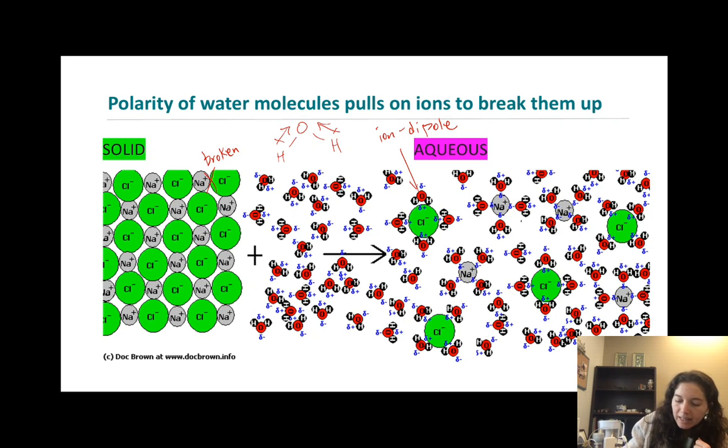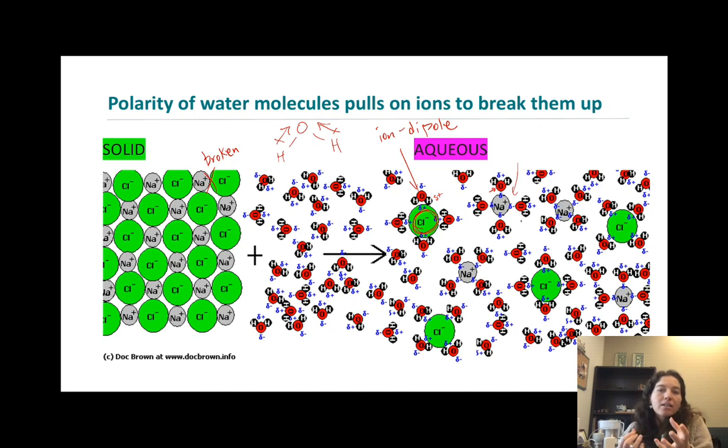So you can see here that the partial positive end of the water, the hydrogen part, lines up to the negative charge of the chlorine. If we look at our sodium atoms here, you'll see that the water's flipped. So the partial negative of our water, the oxygens, is pointing towards the positive. And so it kind of balances out the charges.